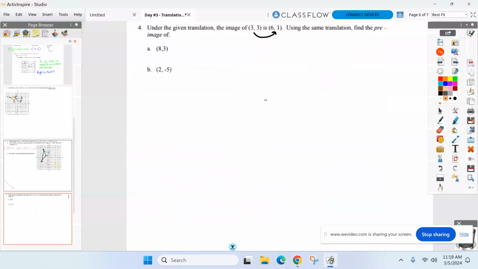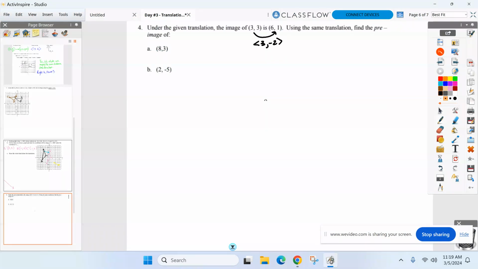Ooh, Haley, back to you. What do I have here? Right 3, down 2. Yep, and however you want to write that, there's no specific notation. So I went right 3, down 2. That was the rule I used. All right, so let's make sure we're good on the directions before I let you do this on your own.